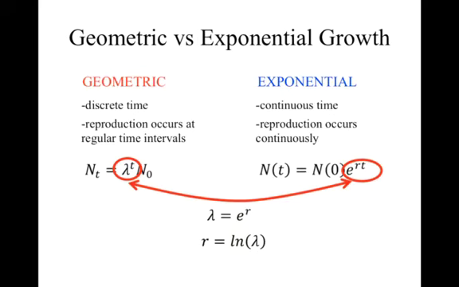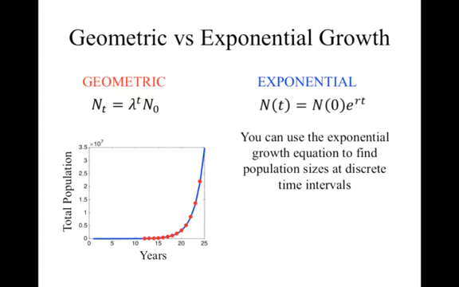They're related. Lambda is not equal to r. The geometric growth rate is not equal to the exponential growth rate. They're different numbers, but they're related according to these equations. So if I know the geometric growth rate, I should be able to predict the exponential growth rate. And if I know the exponential growth rate, I should be able to predict the geometric growth rate. Okay, that's weird. Why are these things related?